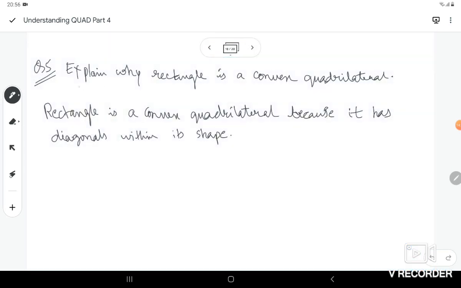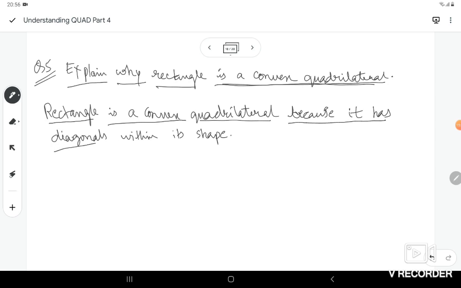Moving on to the next question. It says explain why a rectangle is a convex quadrilateral. So a rectangle is a convex quadrilateral because it has diagonals within its shape.